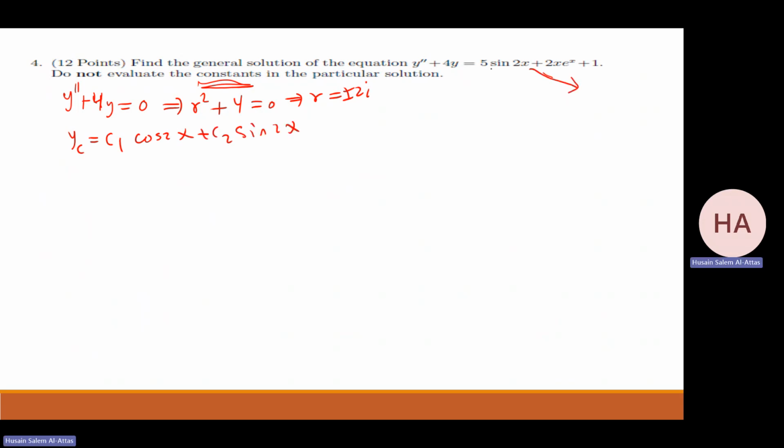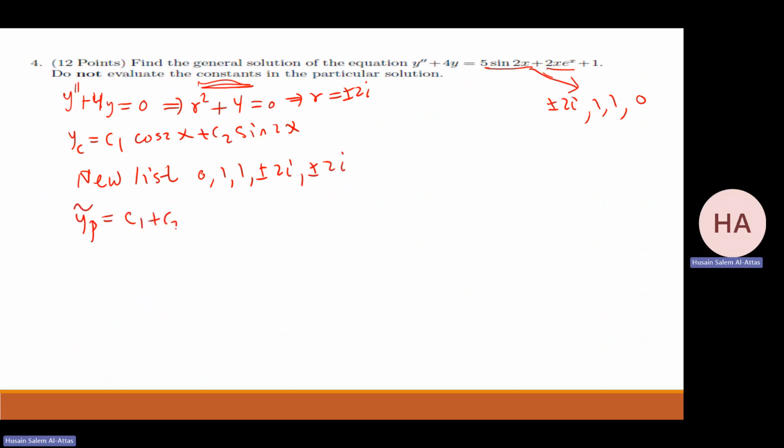What are the roots from here? I have plus or minus 2i. I have 1 repeated and I have 0. So my new list of zeros will be 0, 1, 1, plus or minus 2i, plus or minus 2i. YP hat will be C1, C2 e^x, plus C3 x e^x, plus C4 cosine 2x, plus C5 sine 2x, plus C6 x cosine 2x, plus C7 x sine 2x.